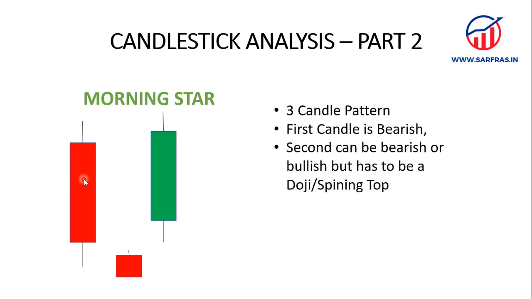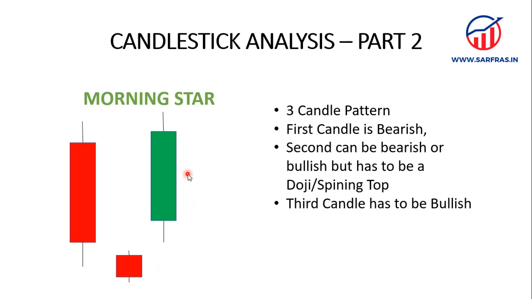First candle is bearish. Second can be bearish or bullish, but has to be a doji or a spinning top. What it means is this color, what you can see over here, may be red, may be green, or it may be without any color like a doji. So this color has no significance over here. It may be red, it may be green, or it may even be without any color. It's a doji, or like a spinning top.